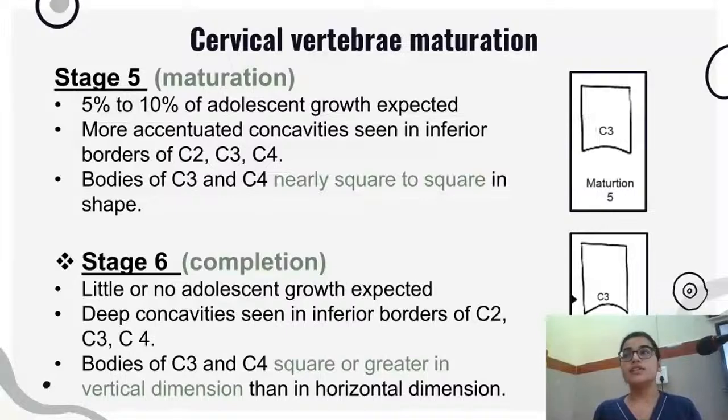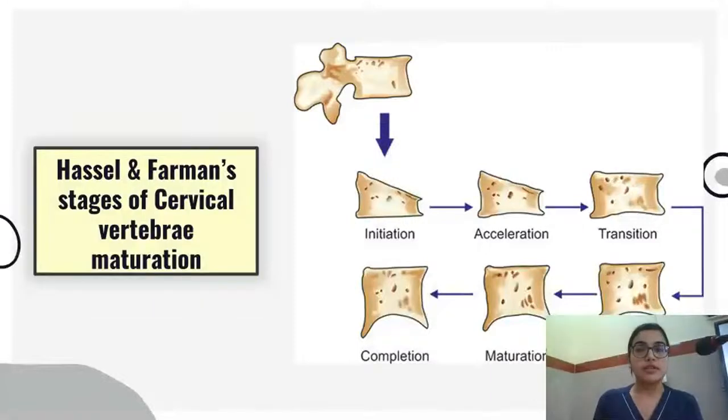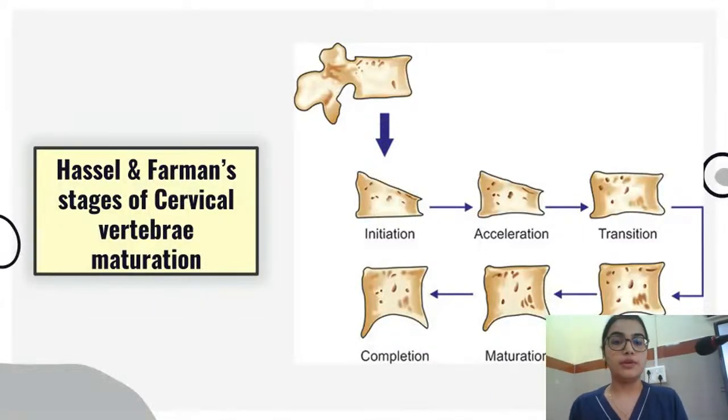And stage 6 is the stage of completion. Little or no adolescent growth can be expected in this stage. Deep concavities are seen in the inferior borders of C2, C3, and C4, and the bodies of C3 and C4 are square in shape or greater in vertical dimension than in the horizontal dimension. This is a schematic representation of the Hassel and Furman stages of cervical vertebrae maturation.